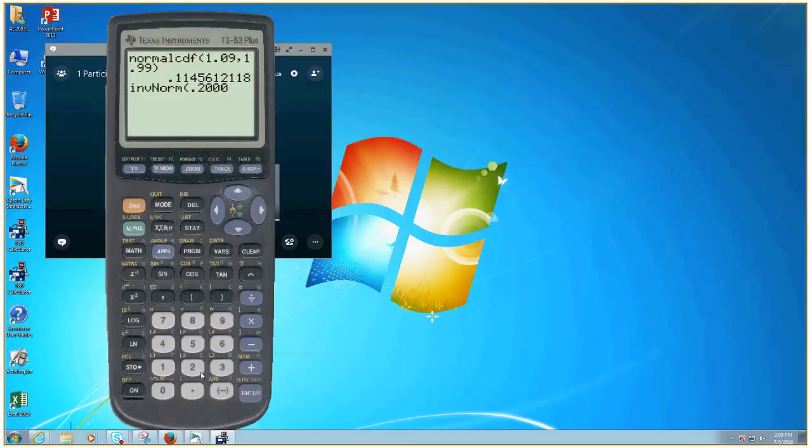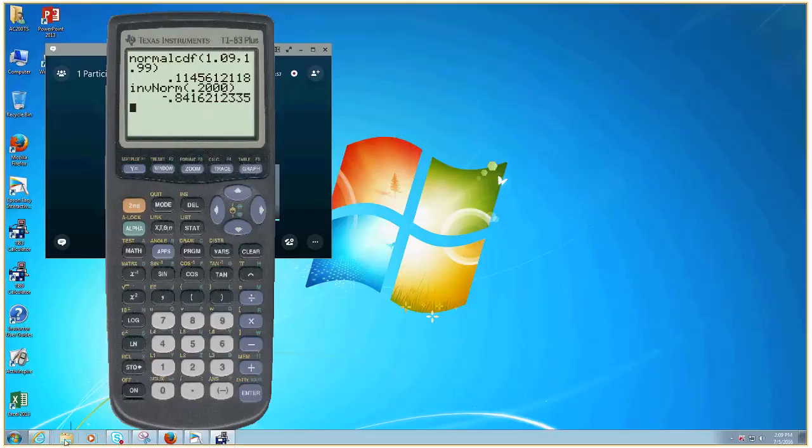0.2000. Enter. Negative z-score, negative 0.84. So if you wanted to find a z-score, and I'll give you an example of this in just a second, I'll do a problem and give you an example. You've got to find a z-score given an area, there it is, inverse norm. So write those two things down in your notes for the calculator.